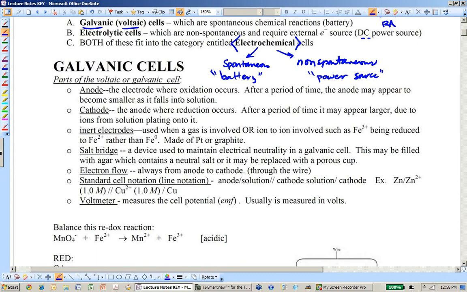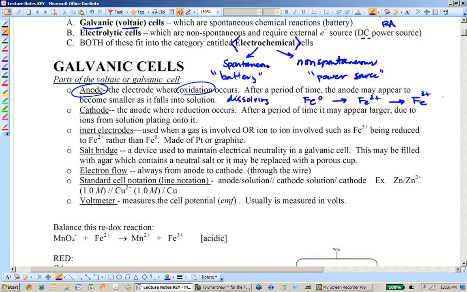But the anode is the electrode where oxidation occurs. So anode and oxidation. And after a period of time, the anode may appear to become smaller as it falls into solution. So you can think of it as dissolving. In other words, if I had an iron one, it could be going to this, which is where it would go first. And if I keep going with this cell, it would ultimately end up losing yet another electron, and the ions would become Fe3+ ions.